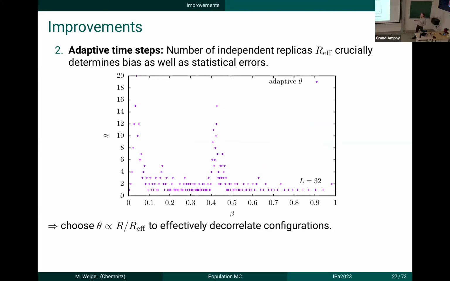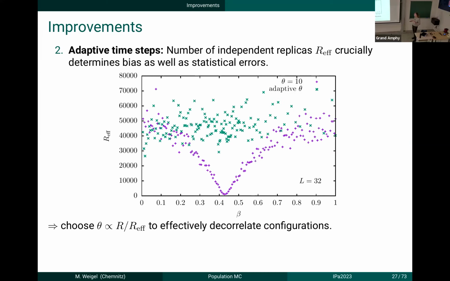And if you do that, there are different ways of doing that, it's a control theoretic problem to do it reasonably, but you see that if you do that, you get some kind of peak in the number of spin updates that you should do. And then if you use adaptive theta, this is exactly that, then you see that the effective population size remains more or less unaffected by the transition.